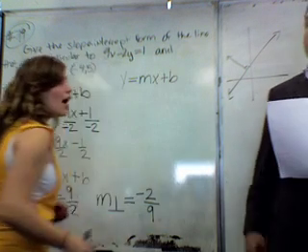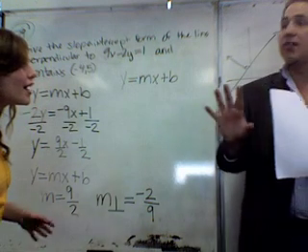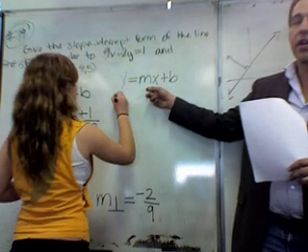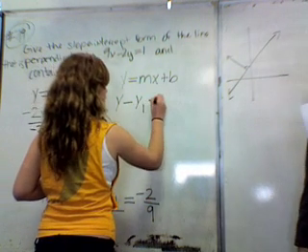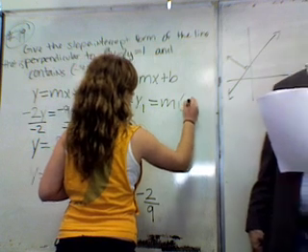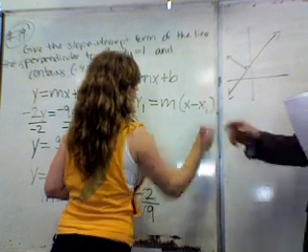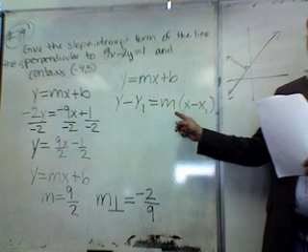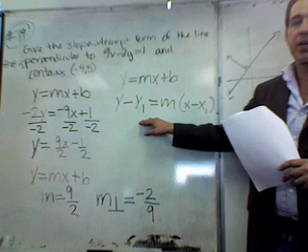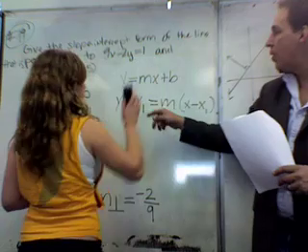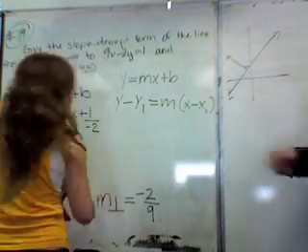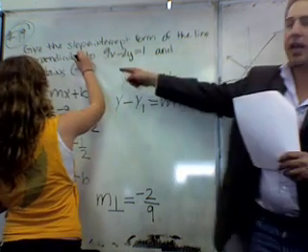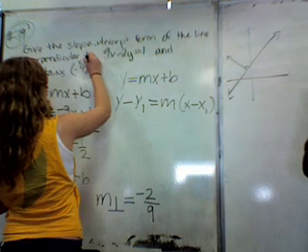Now, that's not the only way. You could also put it into y minus y1 equals slope times x minus x1. The point is you could use either one. Let's do this one because that's the one we've been using. So let's put in x1, y1. Where is x1, y1 coming from? The point (-4, 5). There you go.